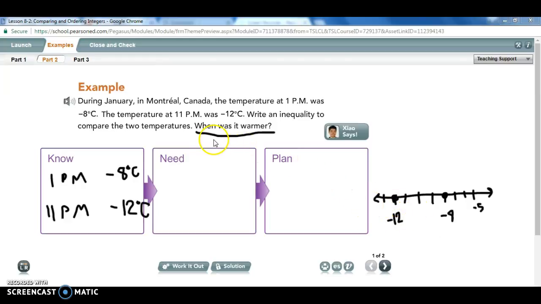So my answer of when was it warmer? Well, it's warmer with a greater number. So at 1 p.m. it was -8 degrees, which was warmer than 11 p.m. when it was -12 degrees.